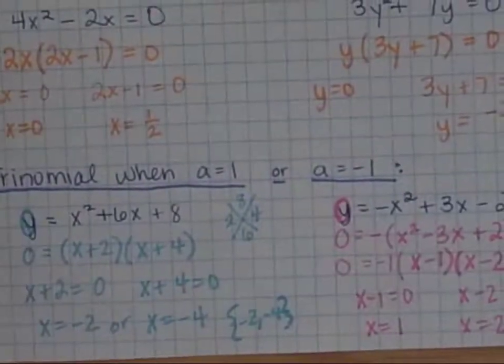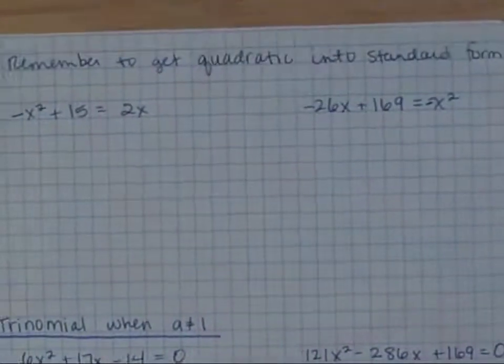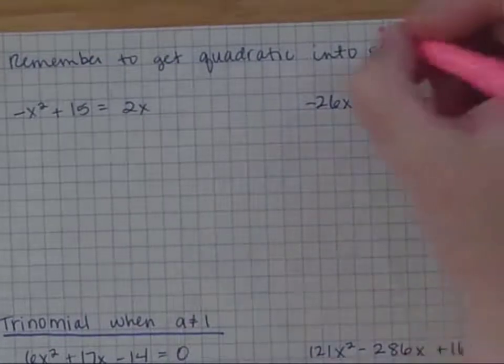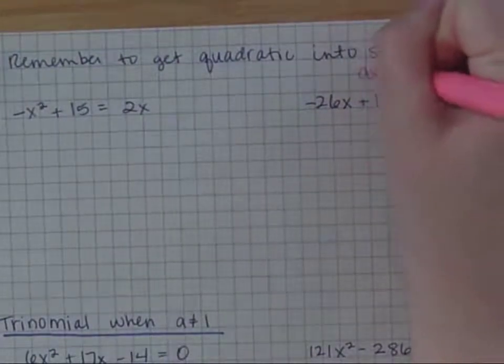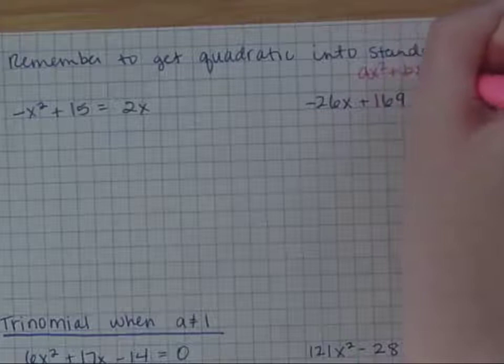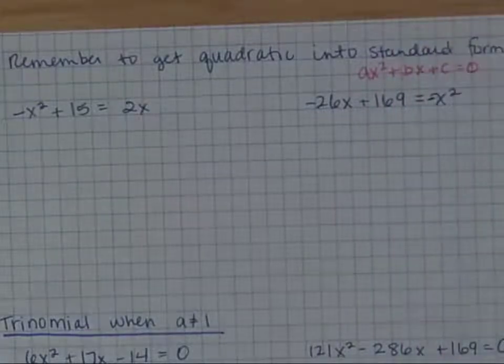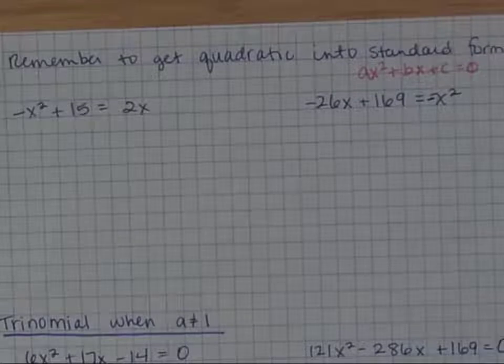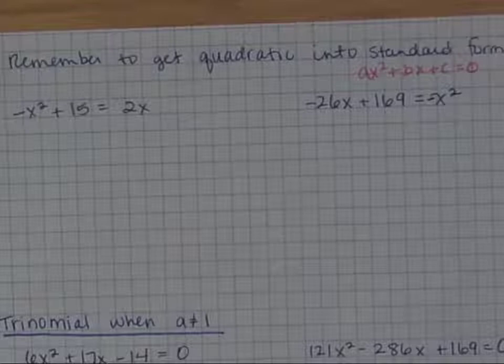So when you're doing this, do make sure that everything is always in standard form. Remember that standard form is ax squared plus bx plus c. And remember what we're talking about here is review. We talked about this at the beginning of March, so you might already have these notes. A lot of these examples are the same.